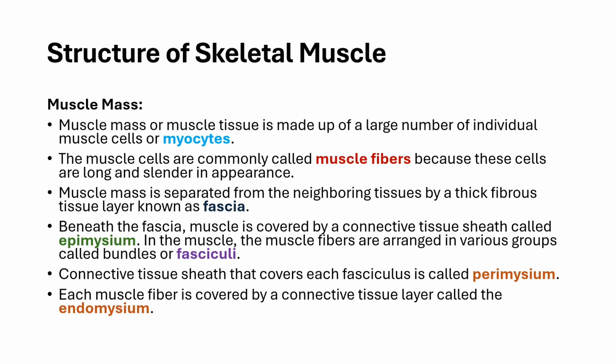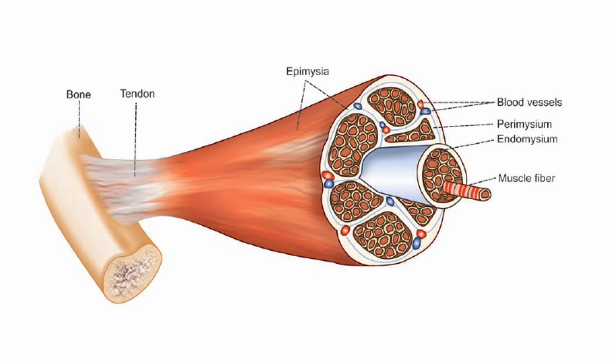Muscle mass, or muscle tissue, is made up of a large number of individual muscle cells called myocytes, or we can also call them muscle fibers. And the muscle mass is separated from the neighboring tissue by a thick fibrous tissue layer known as fascia. All the coverings I have already explained. So let's take a closer look at the structure of a skeletal muscle, which is beautifully illustrated in this diagram.